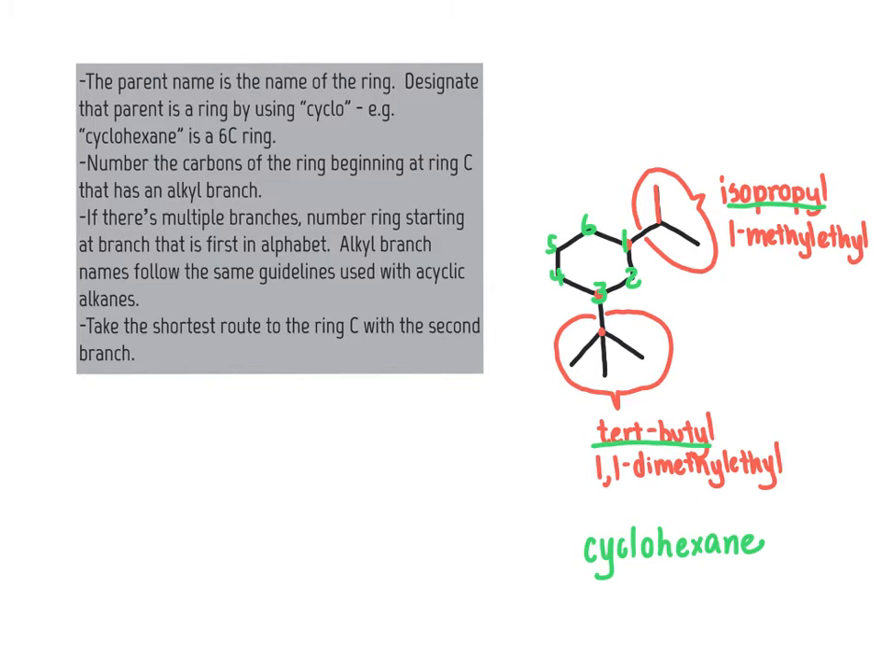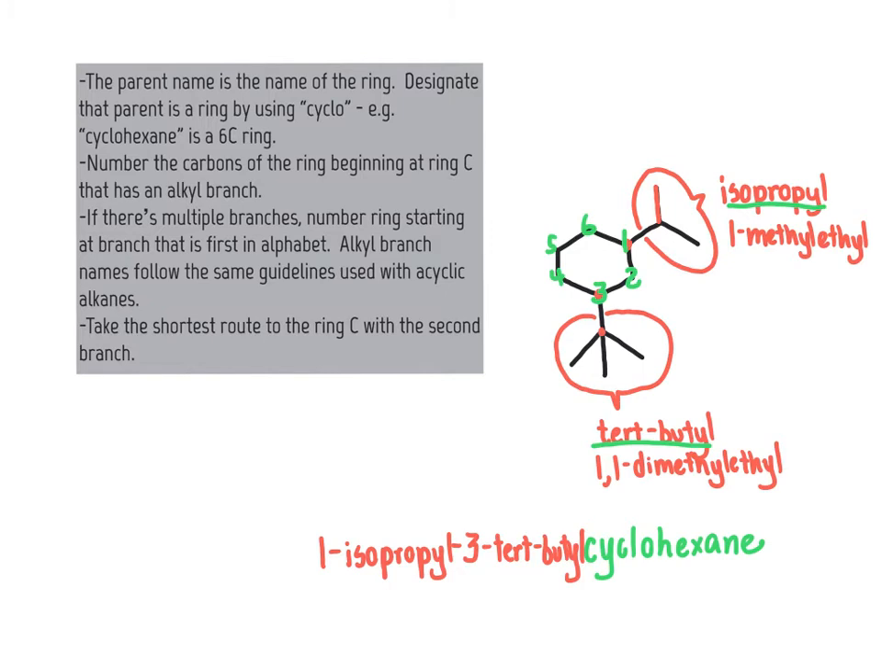So the isopropyl branch comes off at carbon number 1 of the ring. So we're going to fill in isopropyl. And then at carbon 3 of the ring is our tert-butyl, so -3, tert-butyl. No spaces between any of these words, just the dashes as shown. And the dashes will always separate numbers from letters. So 1 isopropyl, 3 tert-butyl, cyclohexane.